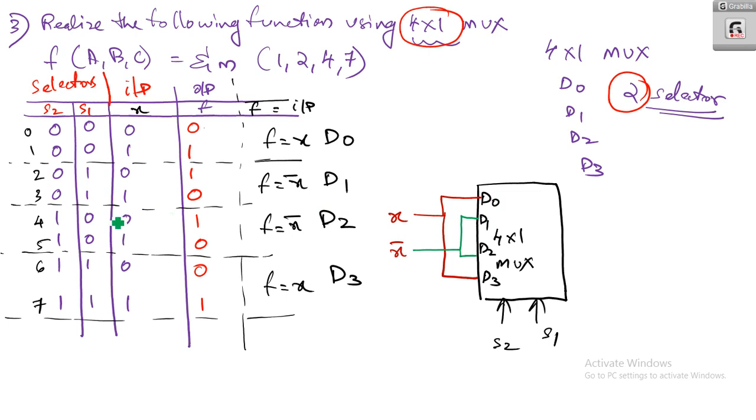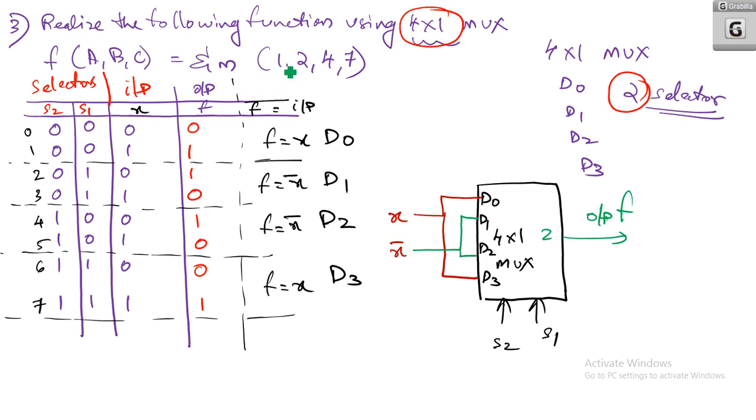Whereas if S2 is equal to 0 and S1 is equal to 1, or when S2 is equal to 1 and S1 is equal to 0, whatever is there in X bar, it will come out. So we can get the output. This is the output Z or output F. So this is the realization. This is the basic realization of the given function using a 4 by 1 mux.